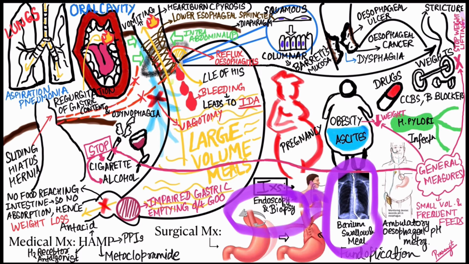And the third investigation which we do is ambulatory esophageal pH metry. In this basically we will get a decrease in the pH within the esophagus. This is because of the regurgitation of the gastric contents, which is acidic in nature, into the esophagus. So these were the investigations.